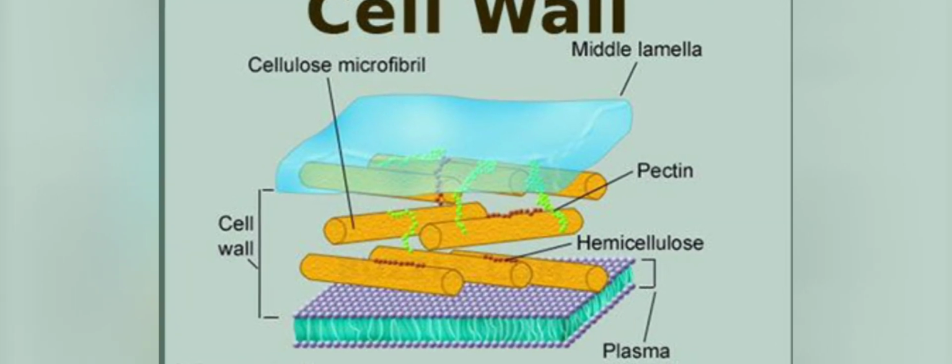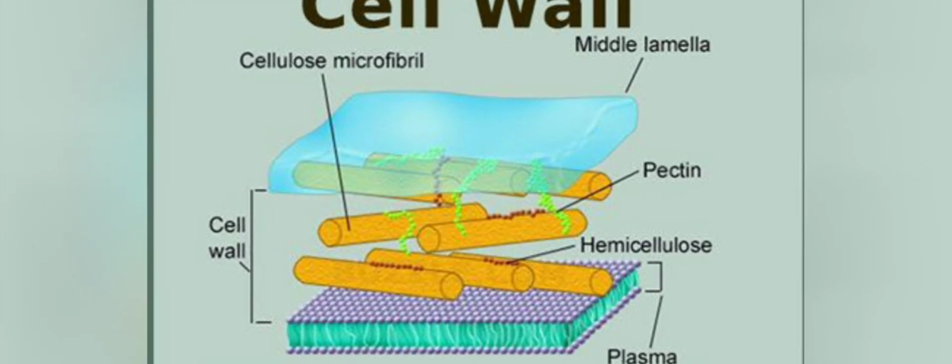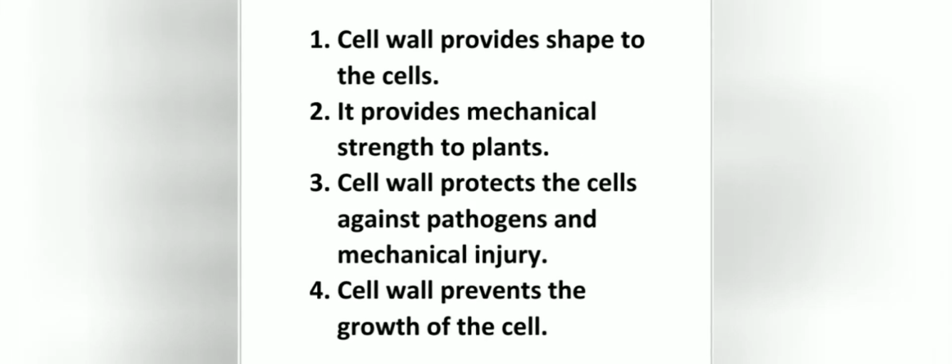Okay, moving on to the functions of the cell wall. So we will discuss in detail one by one. The first point is the cell wall provides the shape of the cell. Second, it provides mechanical strength to plants. The third is the cell wall protects the cell against pathogens and mechanical injury. The fourth one is the cell wall prevents the bursting of the cell.